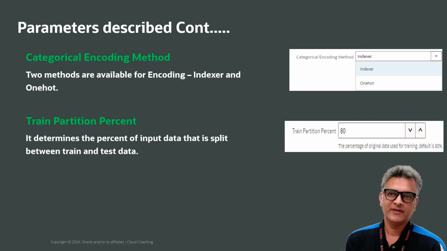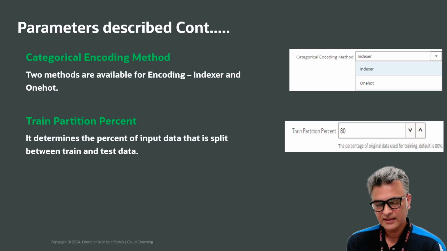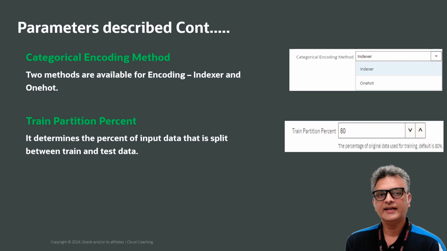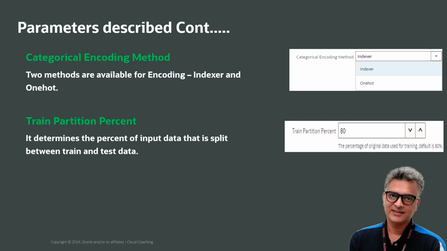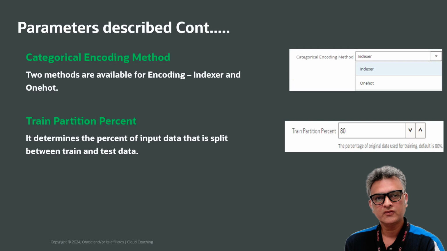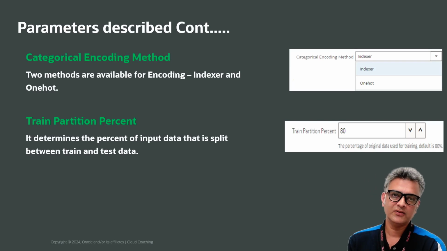So when we select the encoding method as indexer, what it would do is, let's take an example. Say we have a text column called region and we have 3 values, Europe, Middle East and Africa. If I use indexer as the encoding method, as there are 3 distinct values in this data set, it would replace these with say values 1, 2 and 3. So 1 would be Europe, 2 would be Middle East and 3 would be Africa. That's how it would replace these text values with numbers as an index and then build the machine learning model.